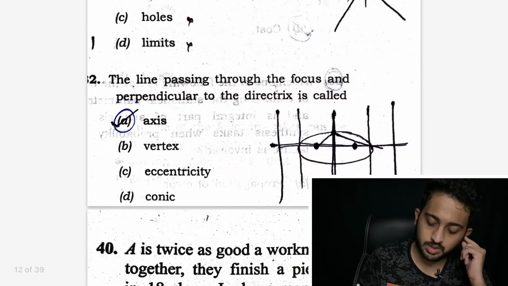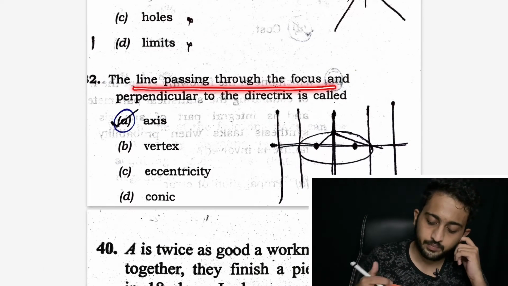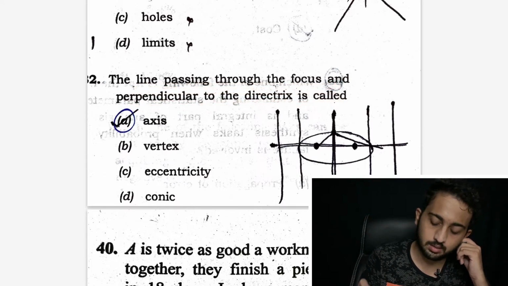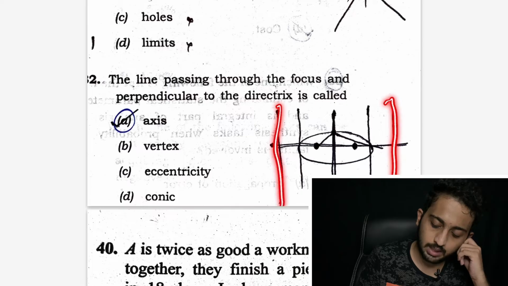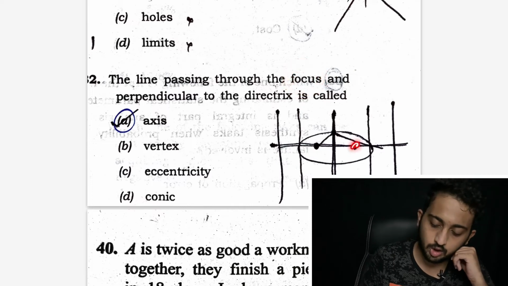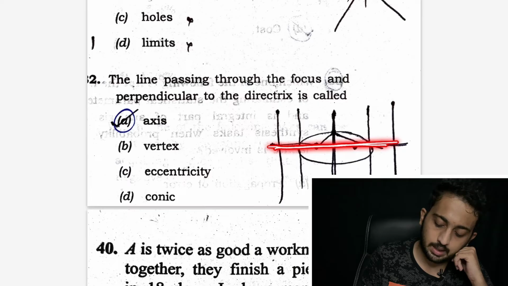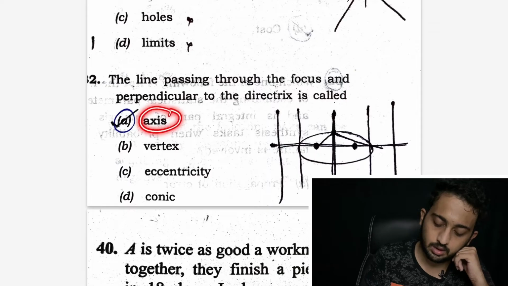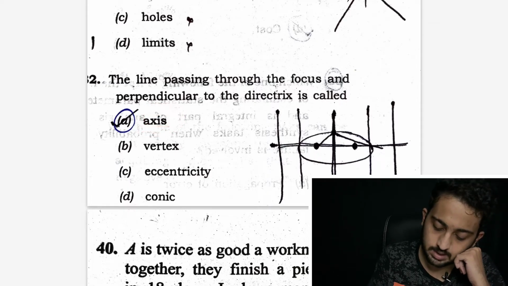And coming to this question, this is also similar to that. The line passing through the focus and perpendicular to the directrix is called. For an ellipse, these two lines are called directrix. Even if you don't know that these are called directrix, he was also talking about focus. These two are also focal points, and the line passing through focal points is nothing but axis, and axis is also perpendicular to directrix. So you can right away mark the answer axis.